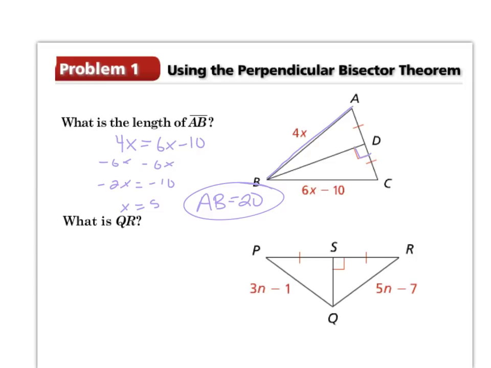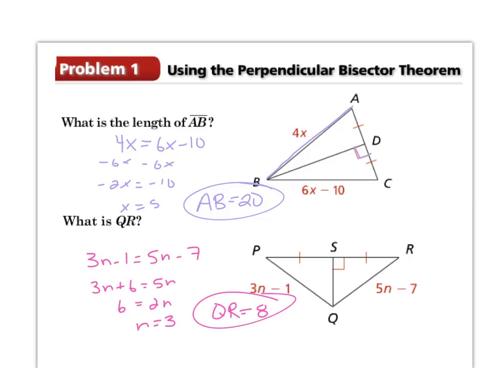So second one here, go ahead and pause, answer this one, and then come back and check your answer. All right, you can see the equation we should have set up for this one, and we get that QR has a length of 8. If you didn't get that, go back and check your work, and if you still can't figure it out, make sure you ask your teacher what you did wrong on that one there.